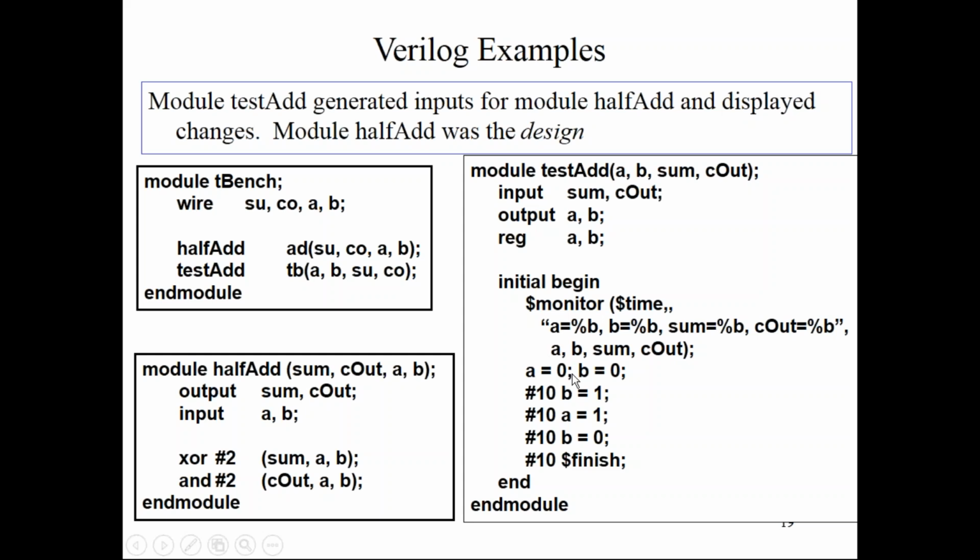So initially A and B must be 0 and 0, and after 10 nanosecond delay, that means hash 10, B equal to 1. That means after 10 nanosecond, A is always 0, B is equal to 1. Then after 10 nanosecond, A equal to 1, B must be 1. And after 10 nanosecond, B equal to 0 and A must be equal to 1. So after 10 nanosecond, I am finishing the simulation, that means dollar finish. Okay.